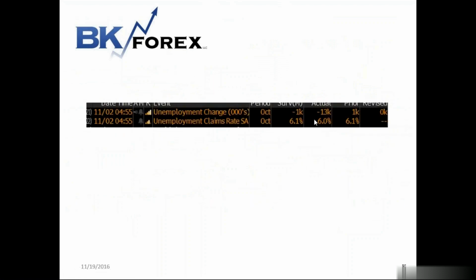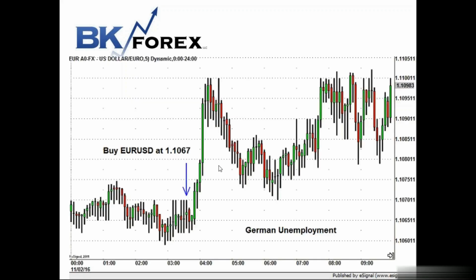And here you go. Unemployment change declines. That's good for the euro because it means that there was a drop in unemployment. And on top of that, we had a drop in the unemployment rate. So our leading indicators led us to believe that there was going to be an improvement in job growth. So how could we have traded this?